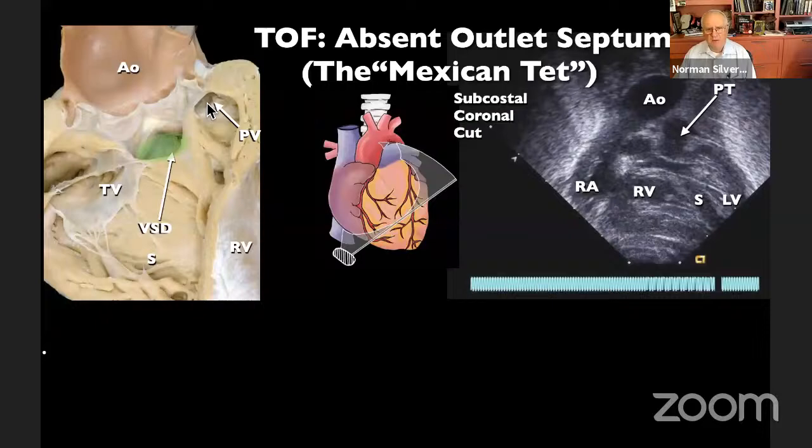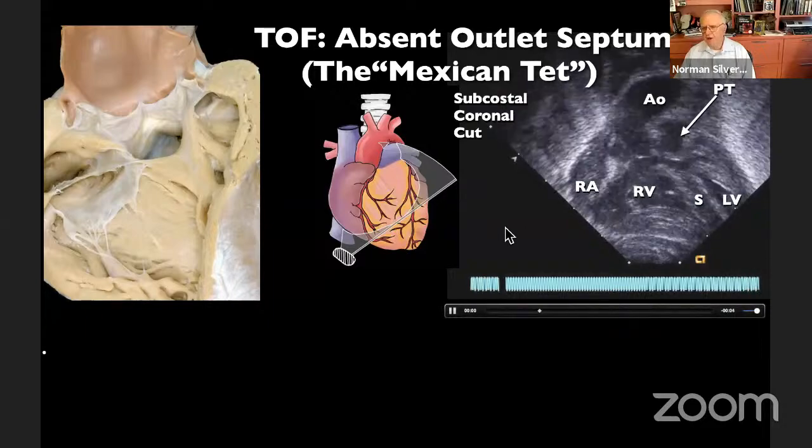Here are the pulmonary leaflets and the aortic leaflets in fibrous continuity. Here's the fibrous trigone of the aortic valve. Here is the interventricular communication, which has a perimembranous extension with mitral and tricuspid fibrous continuity as well.